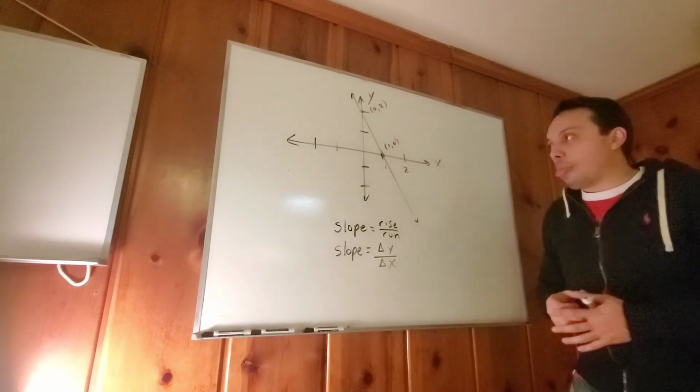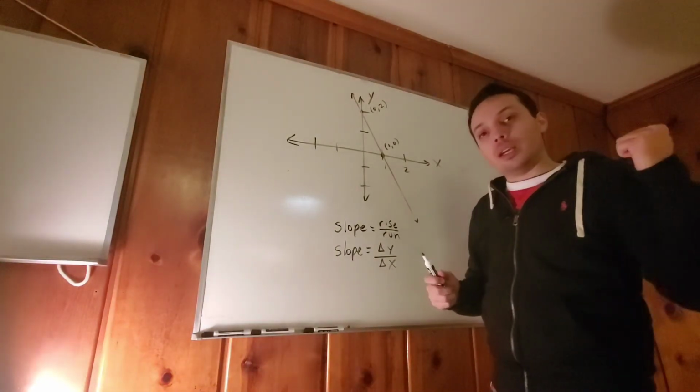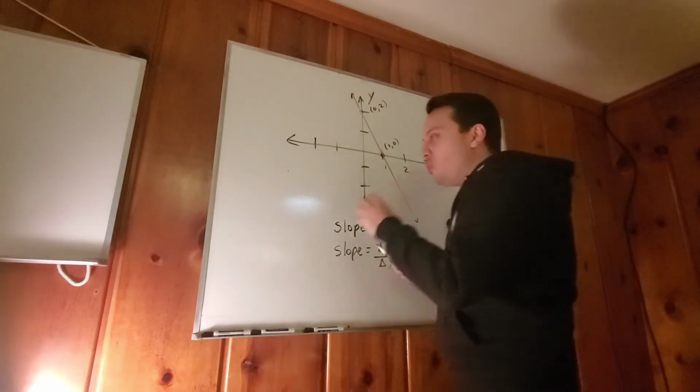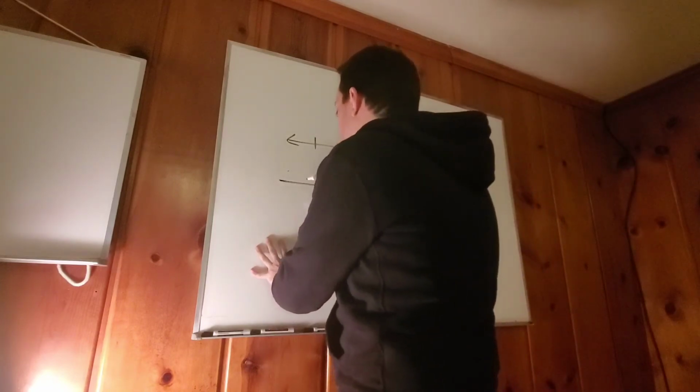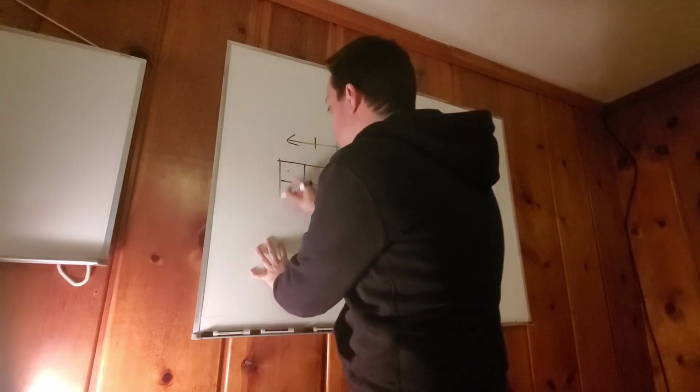Now, there's something that happens that I have to address right now in the graphs in your books. A lot of you have a lot of problems finding the points in your book. And let's say this is a grid, right? This is a grid.